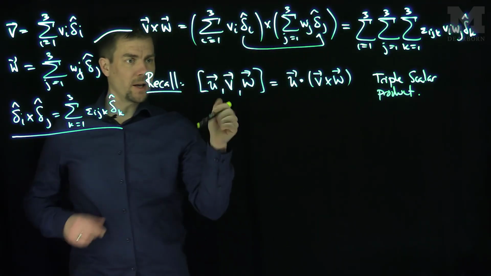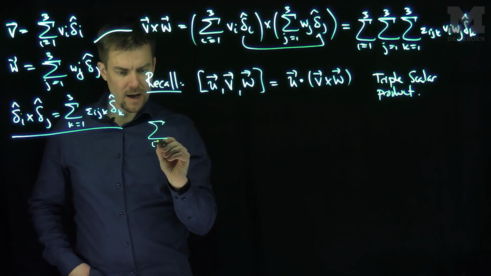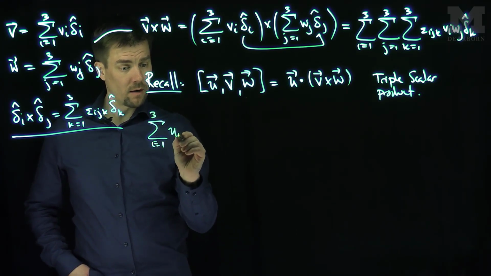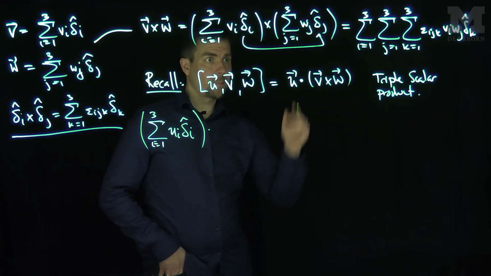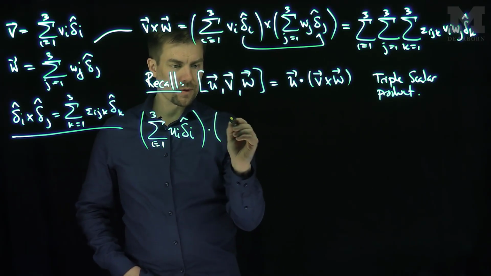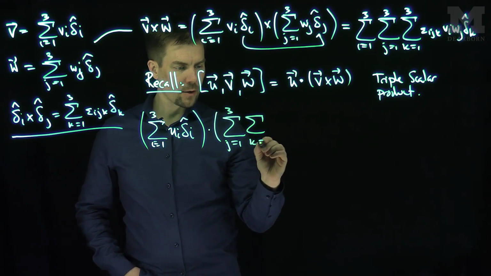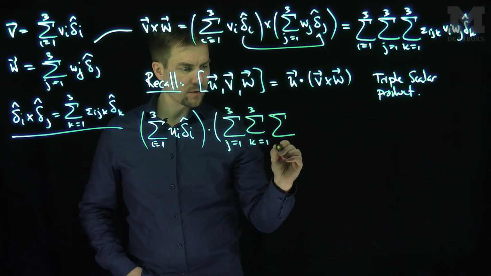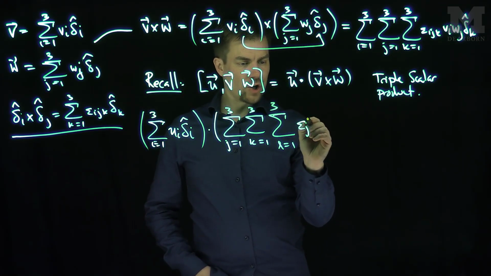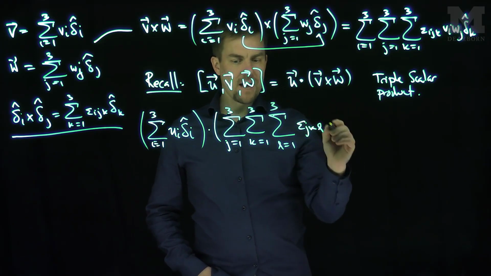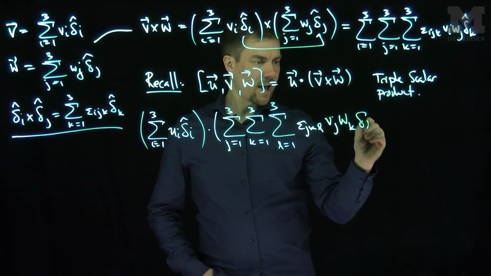So if we write this out, what will this be? Well, u is going to be the sum, i goes from 1 up to 3 of ui delta i hat. And we're going to dot this with, I'm going to need three new indices, the sum, j goes from 1 to 3, k goes from 1 to 3, and I'll use l goes from 1 to 3. And then we'll have epsilon jkl. I'll have a vj, a wk, and a delta l hat.